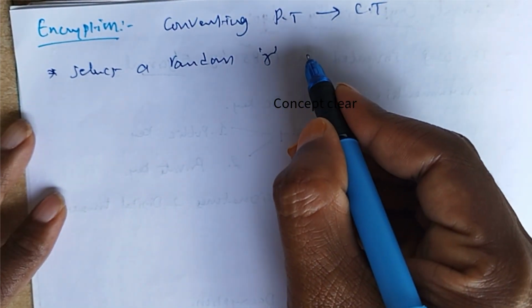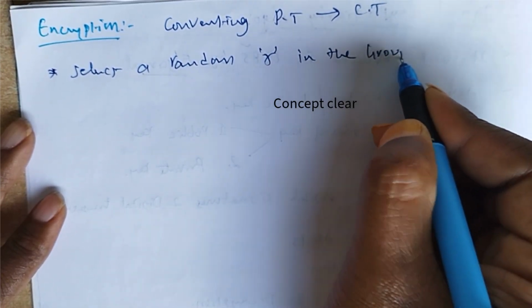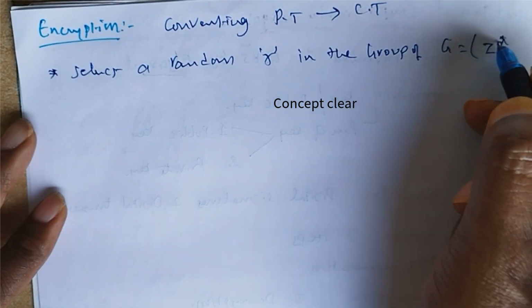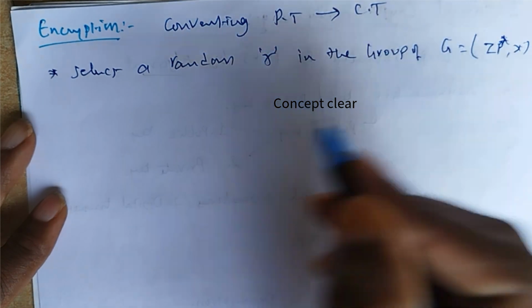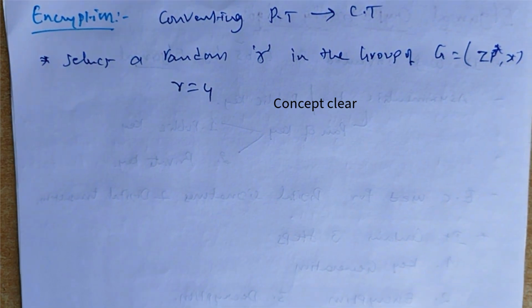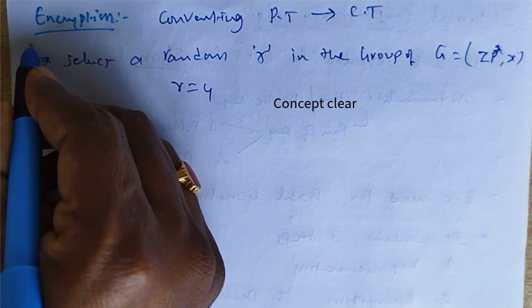In the group of G equals Z_P^*. Here I am taking R equals 4. I am taking the random R value equals 4. Don't confuse. This is step 1.